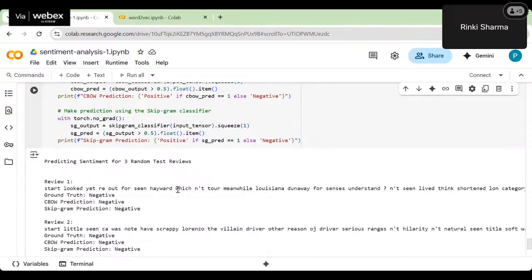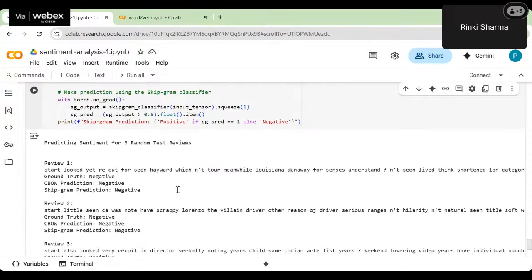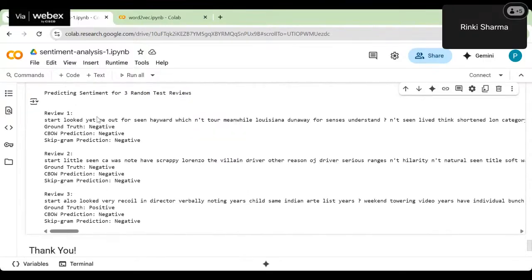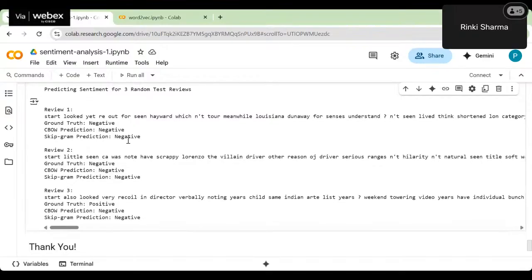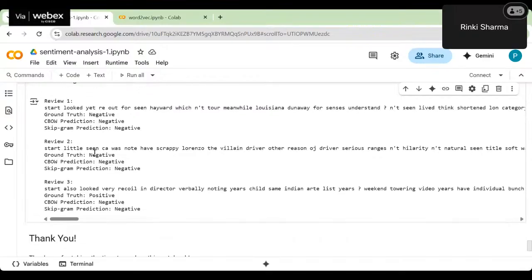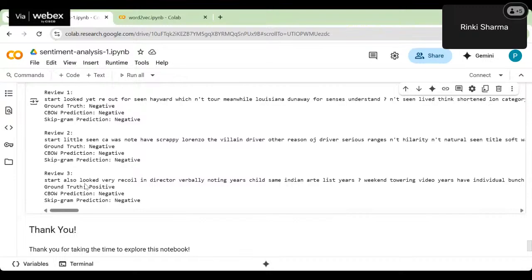These are the 3 random samples from the test data. This is the first review. The ground truth is negative. The CBOW model prediction is also negative, and skipgram is also predicting the review as negative. Similarly, for the second review, the ground truth is negative, which is the same as predicted by the CBOW model and skipgram model. For the third review, the ground truth is positive, but both models are predicting it negative.